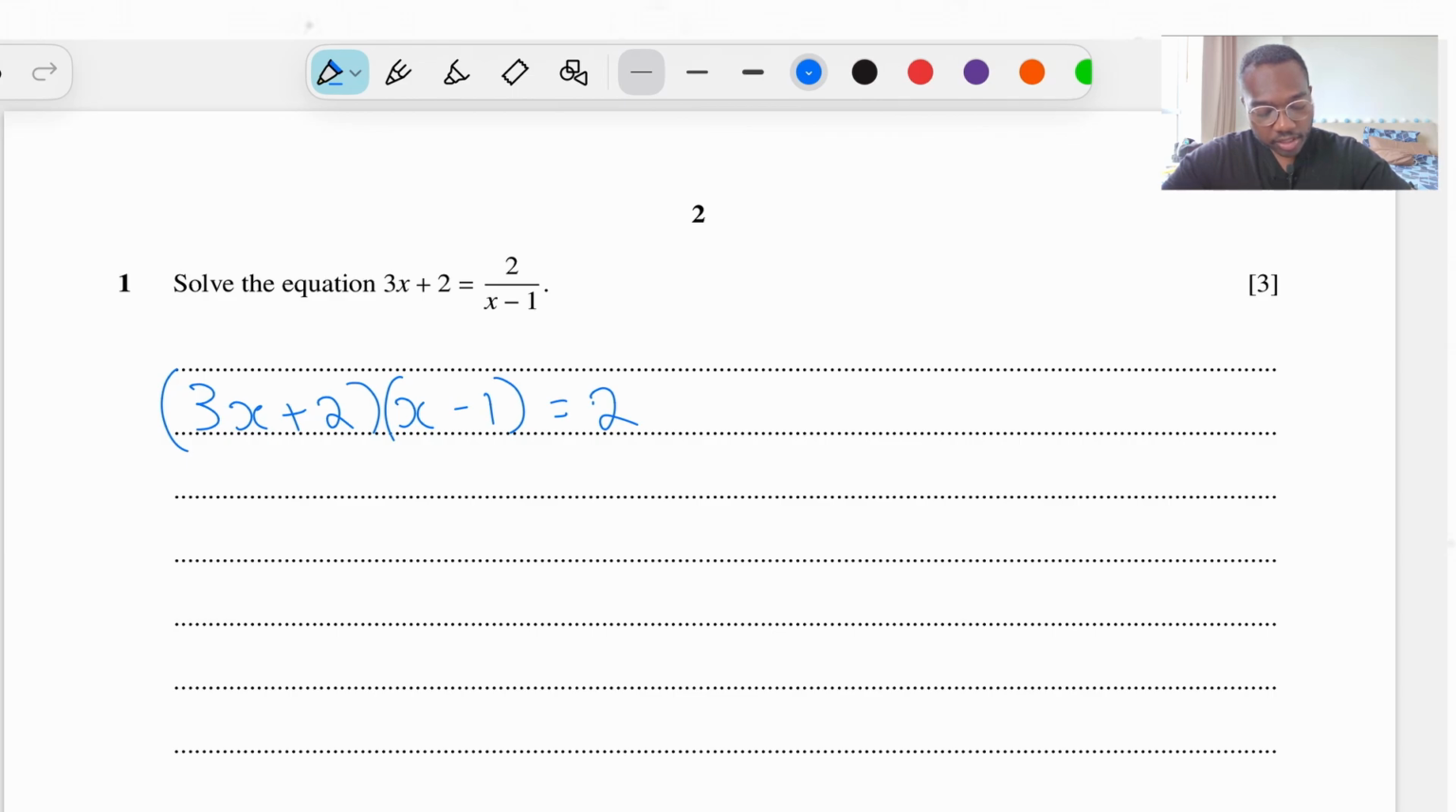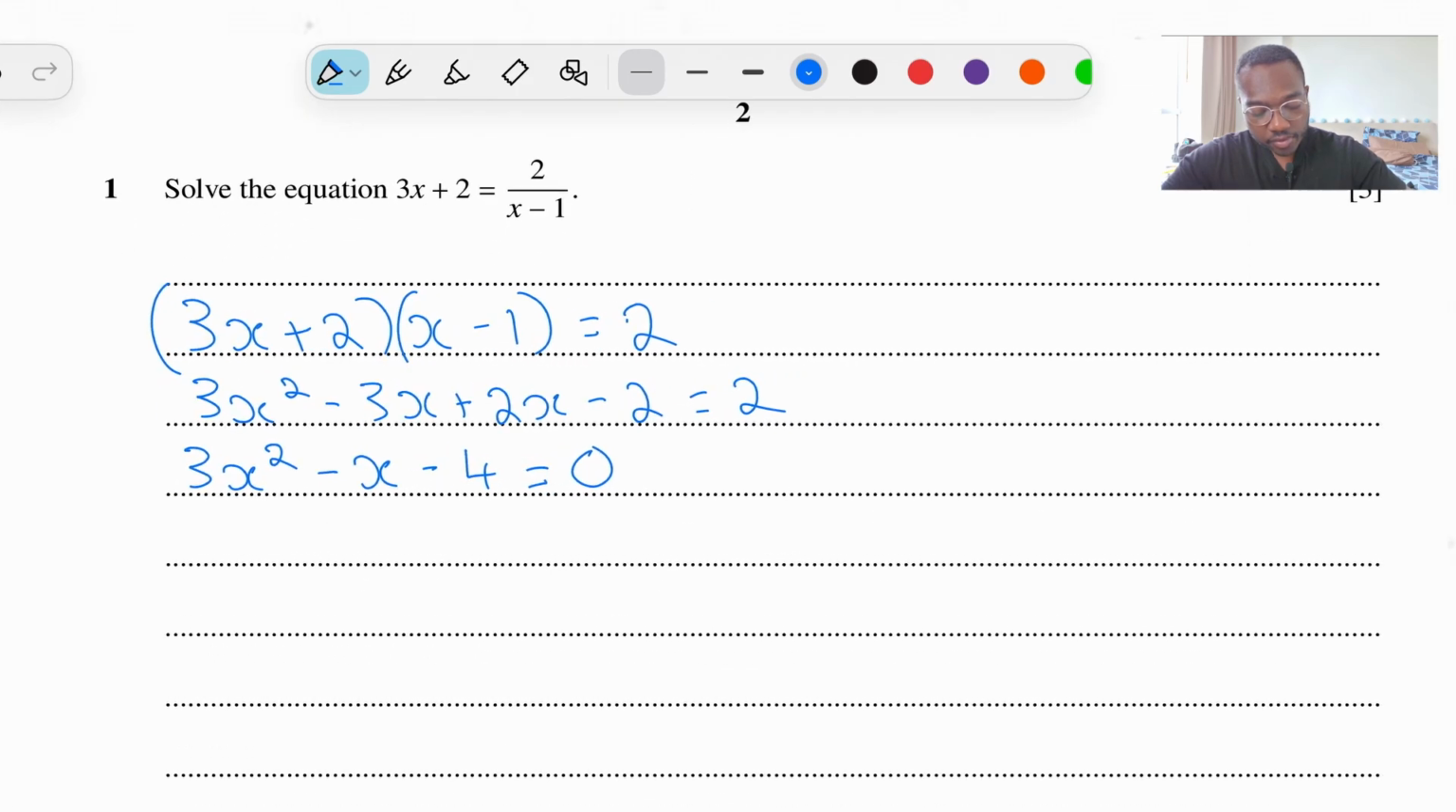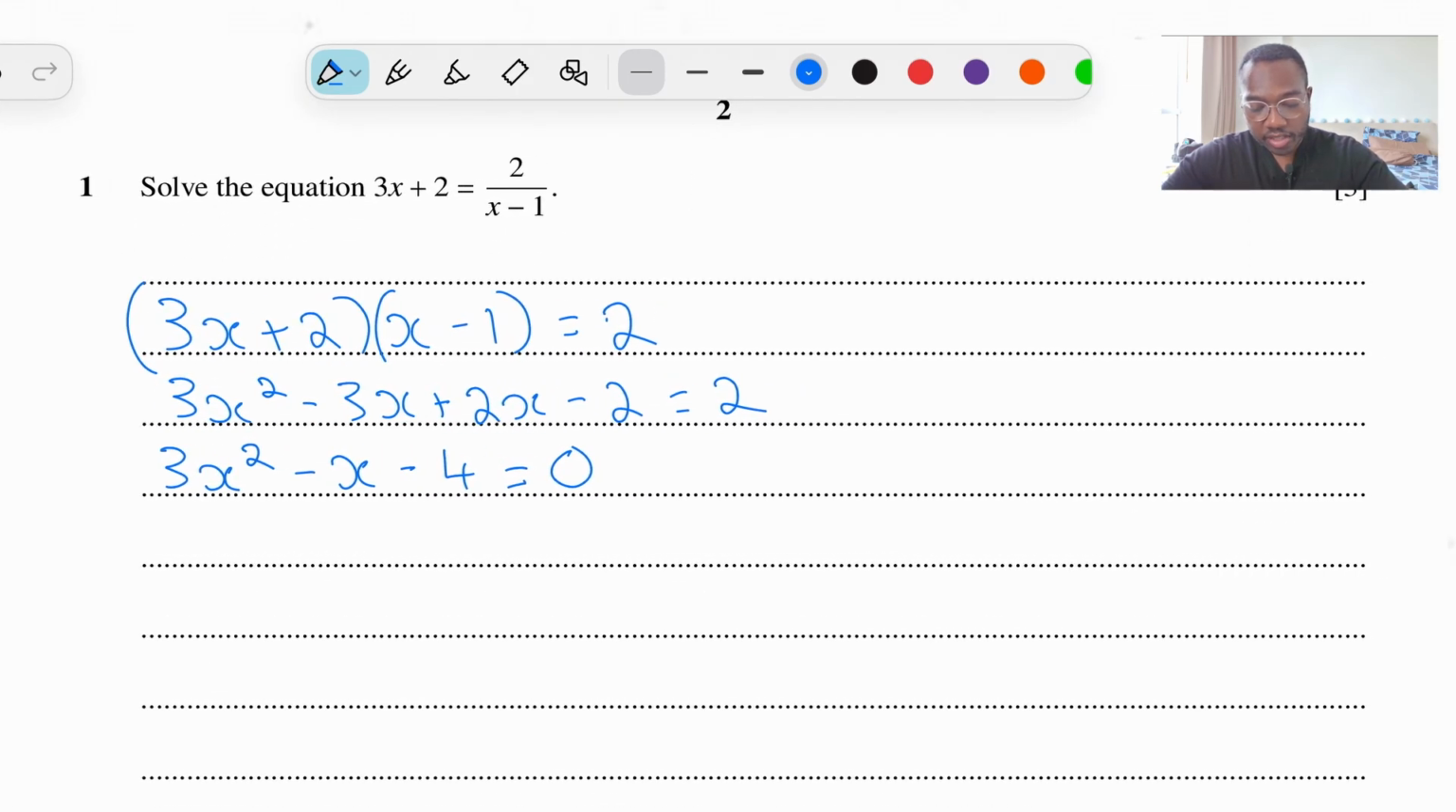And then we just need to expand the brackets out. So we get 3x squared, then we get a minus 3x plus 2x, and then we get a minus 2, and that's equal to 2. Okay. And then at this stage, if we bring everything to the left side and simplify down, we get 3x squared. Then we get a minus 3x plus 2x, that's a minus x. And then we get a minus 2 minus another 2, so that'll give us a minus 4, and that is equal to 0.